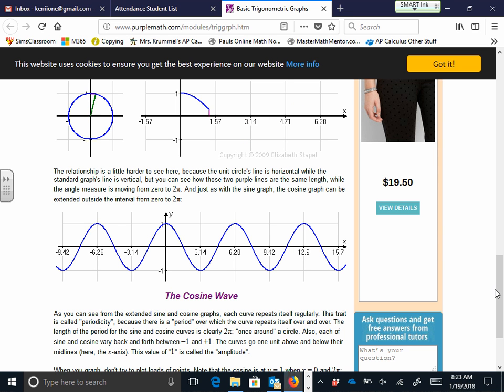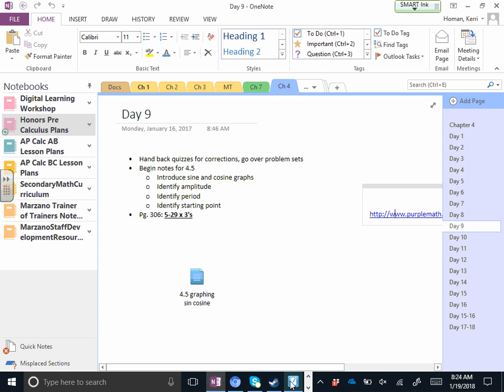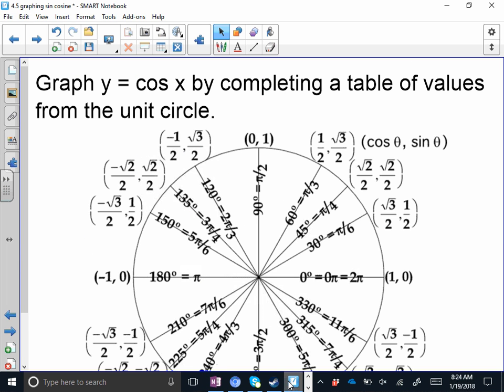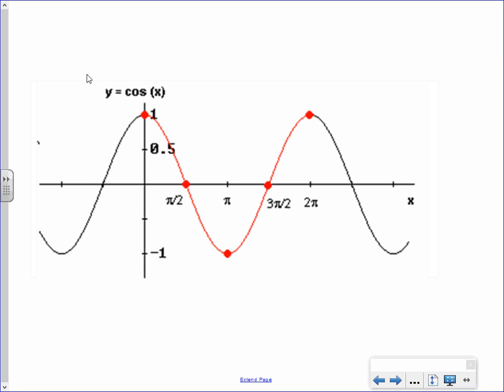So our cosine curve looks like this. We start at 1, we dip down to 0, then -1, 0, and all the way back to 1. But it's going to go on forever in both directions, and the cosine wave and sine wave look the same. We're just starting at different places.